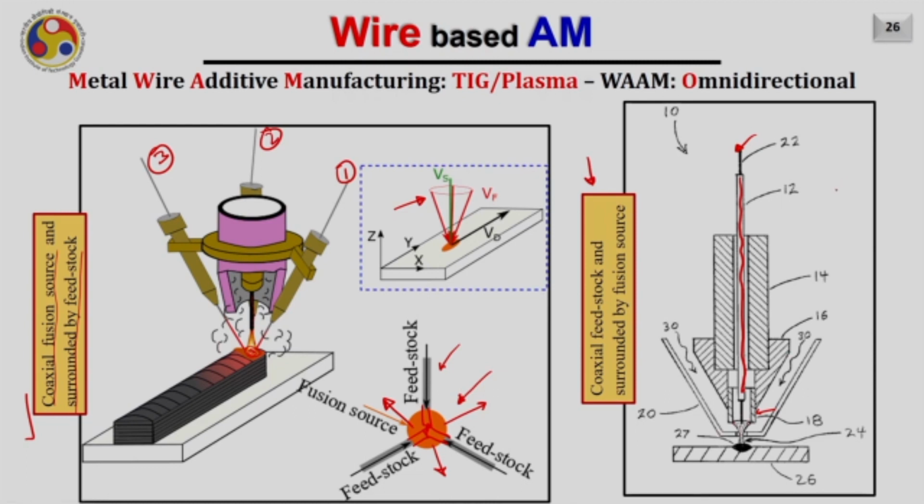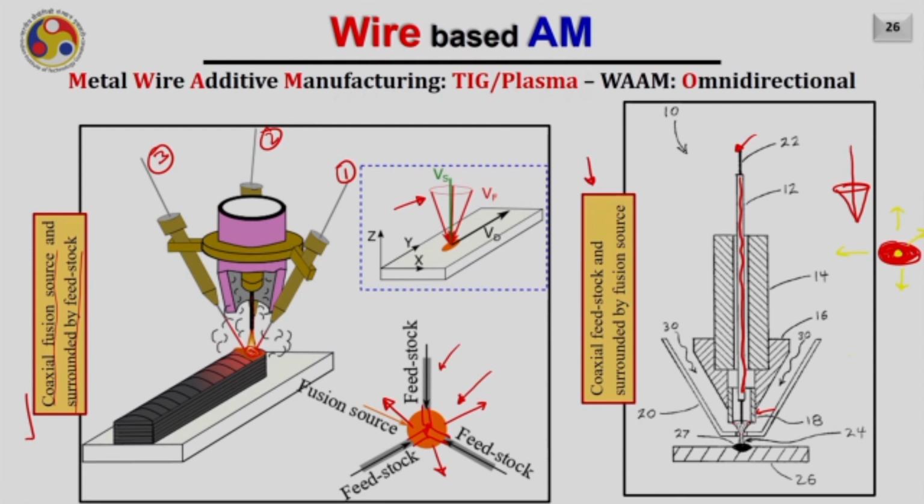Now it is nothing but creating a conical form of arc, right? And in that you are feeding wire from the center. Now you move in any direction. If you look at it from top, you will see something like this. There is an arc generated by the hollow electrode, and at the center of the same you are going to feed the wire like this. Now you move in any direction, the process will be omnidirectional.